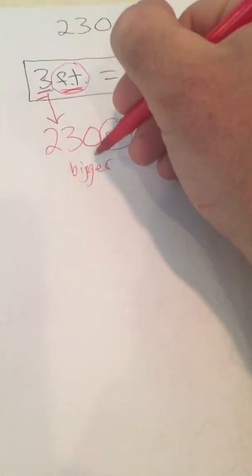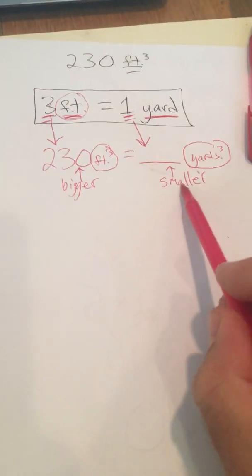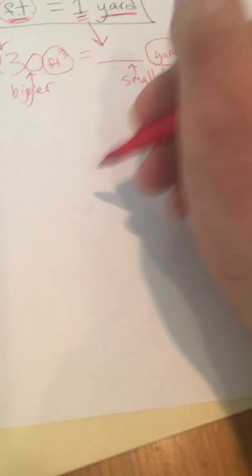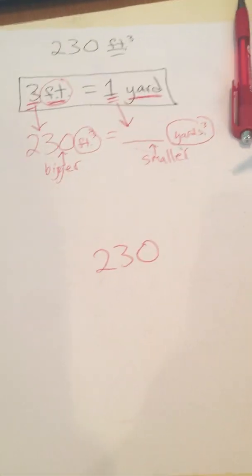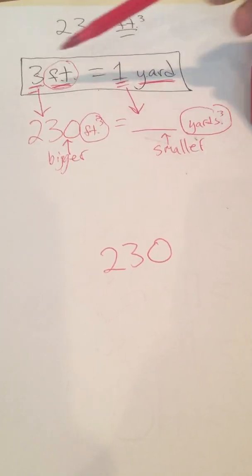Feet are a smaller unit, so you need a bigger number of them. So when we go to find our answer, it has to be smaller. So if we're going to take 230, we're going to either divide it by 3 or multiply it by 3. But we need to think really, really carefully about which one we're doing. There's 3 feet in 1 yard.